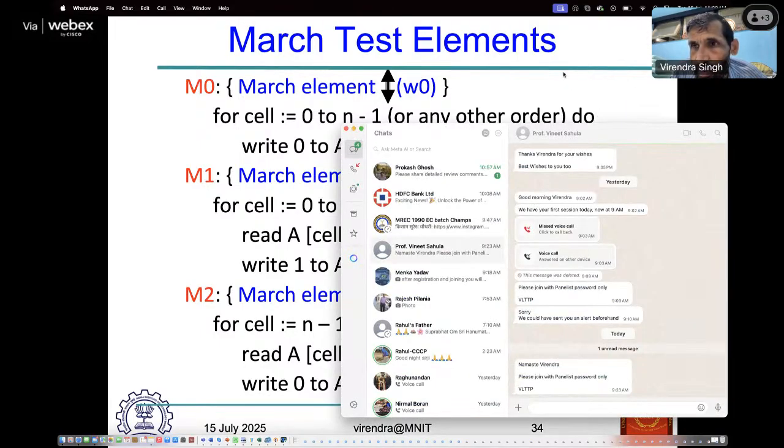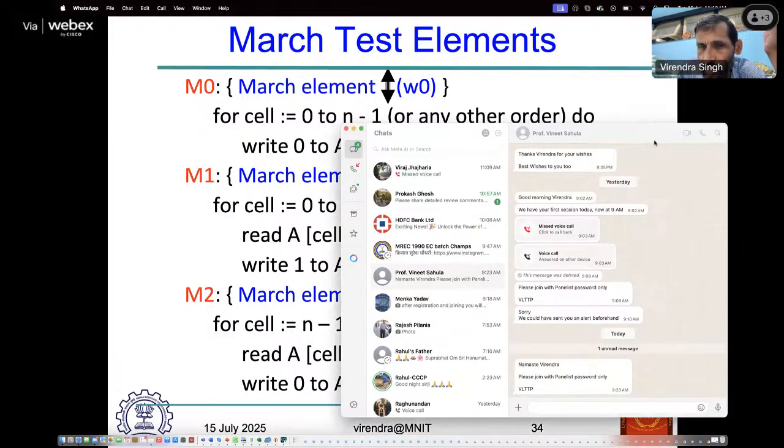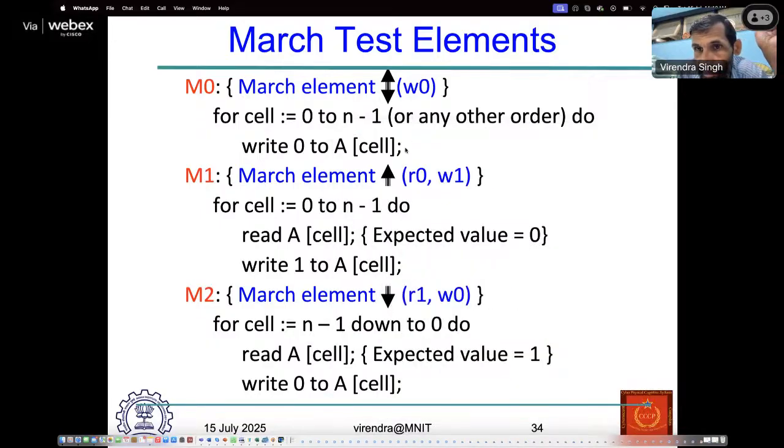With every cell you have to do 4 operations, and there are n cells. In that case the complexity would be 4n, that is linear in n with a constant factor. And this can uncover all stuck-at 0 faults and stuck-at 1 faults. We need 4n operations to uncover stuck-at 0 and stuck-at 1 faults.